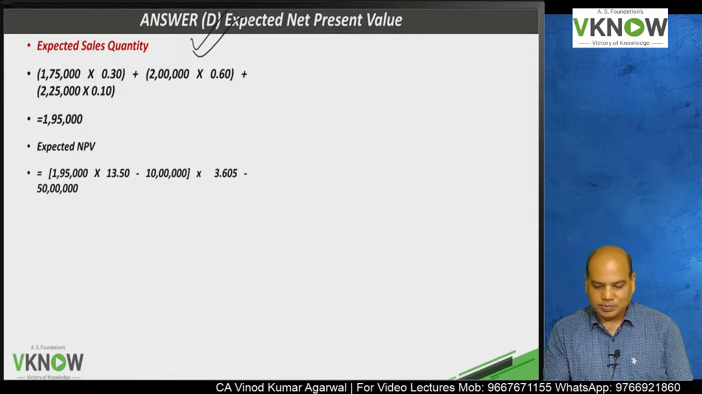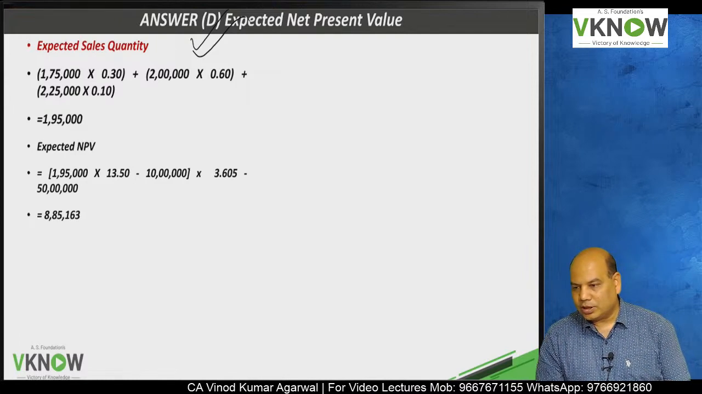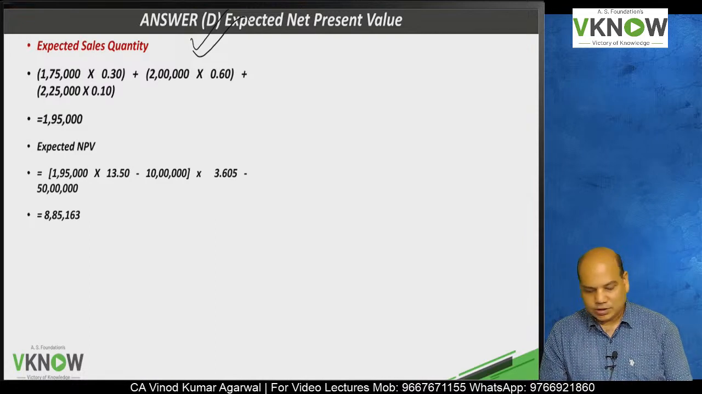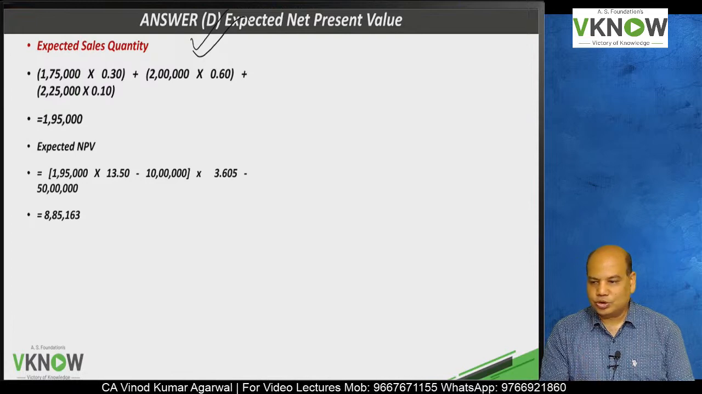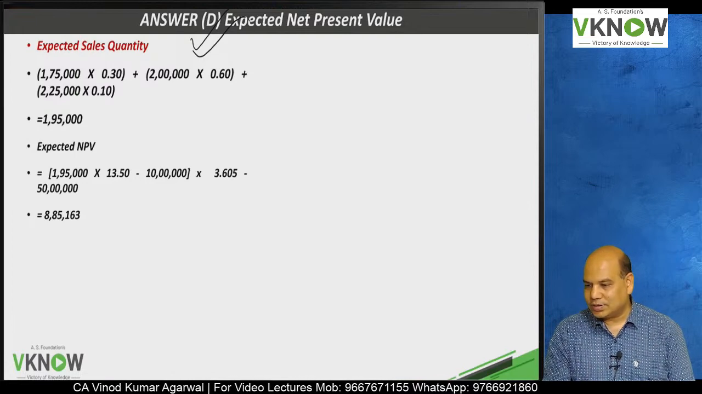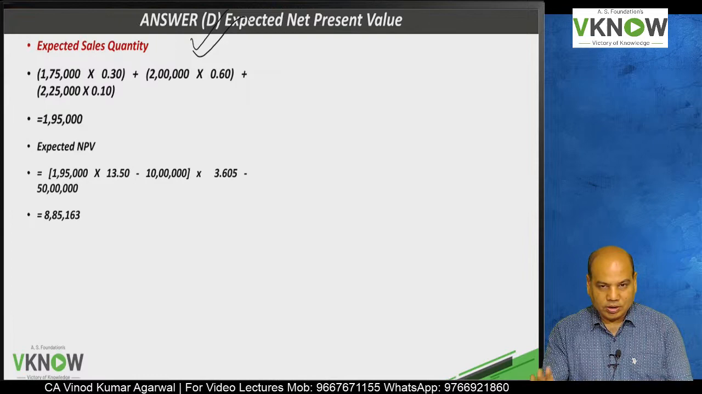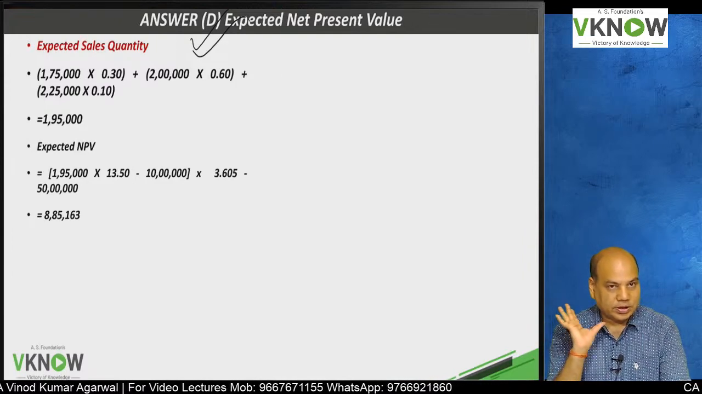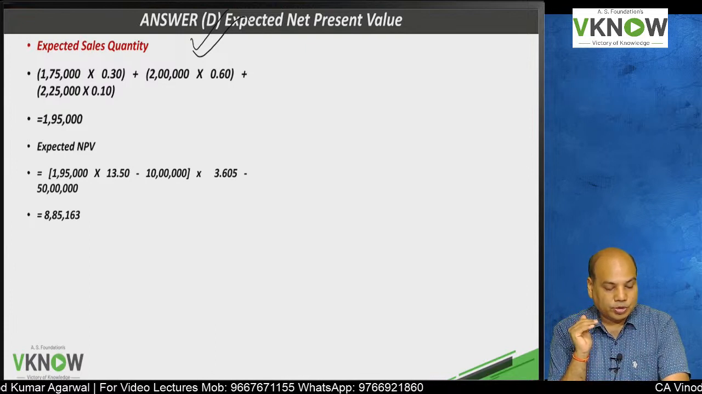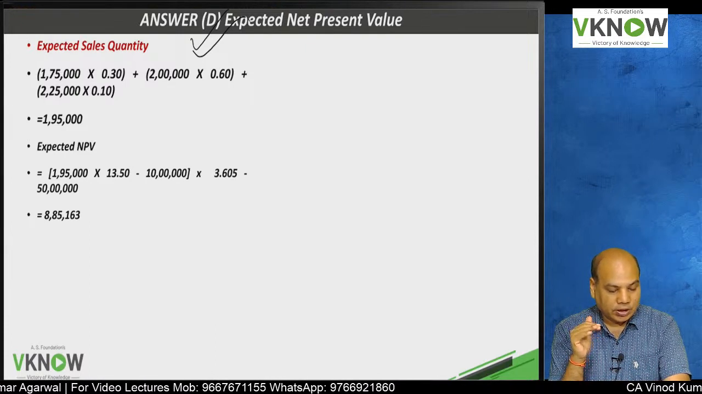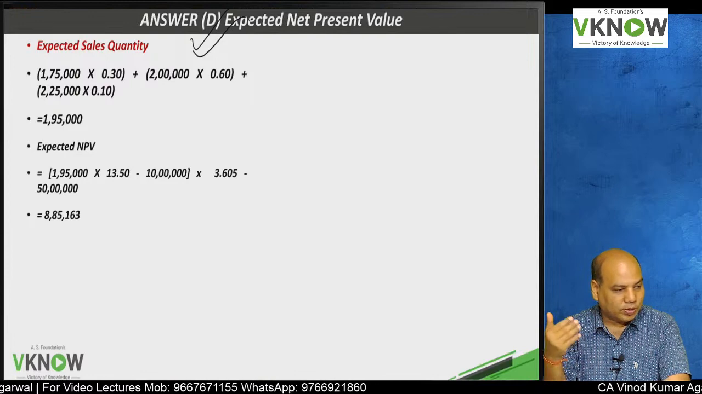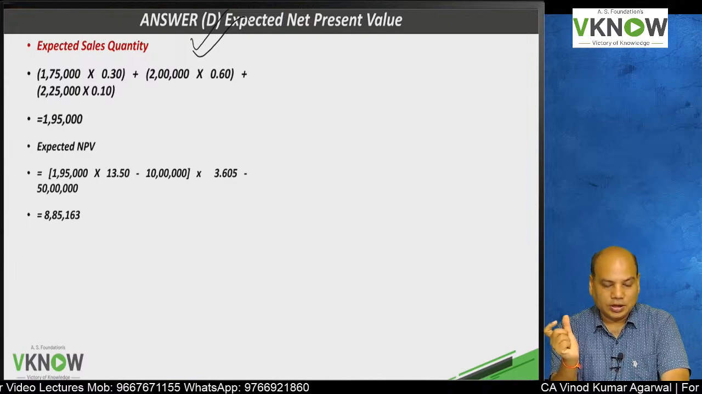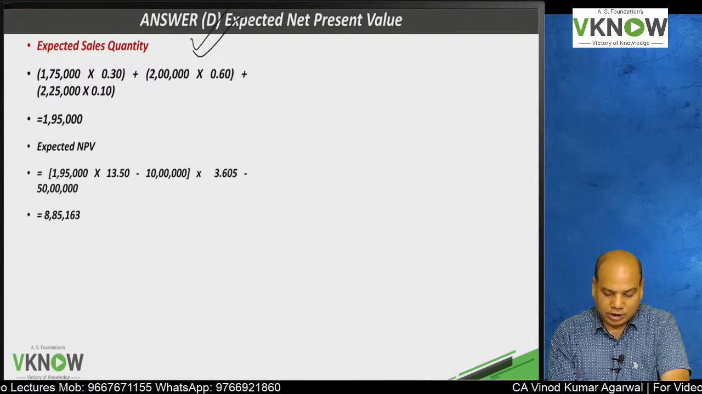What is the expected NPV with the given probability distribution? 885,163. Please confirm. Is it right? Yes. Very good. But wait, the question says acceptable level of risk is 20%. Suppose we start the project and the state of economy turns out to be poor, whose probability is 0.3, then what will be my NPV? Let us calculate.